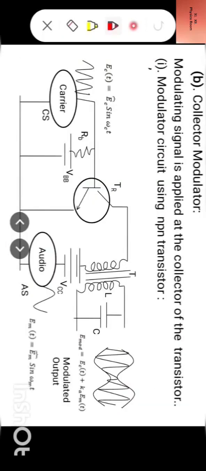Okay. Now B, collector modulator. What is collector modulator? Modulating signal is applied at the collector of the transistor. That's why we call it as collector modulator. Now first, modulator circuit using NPN transistor. Here before you is the modulator circuit using NPN transistor.